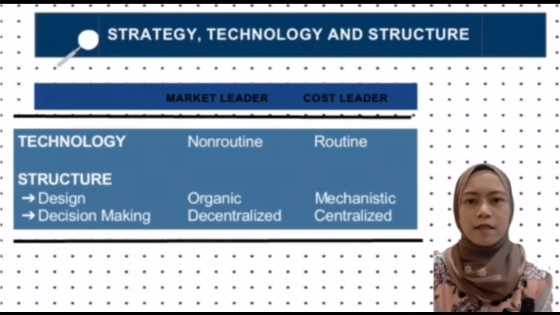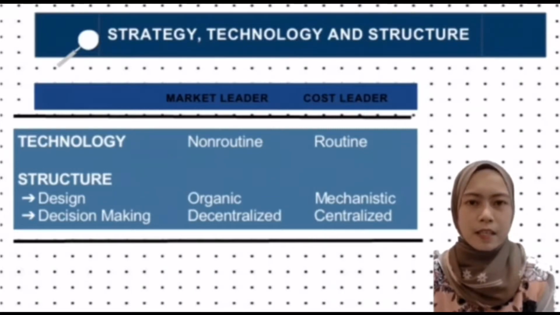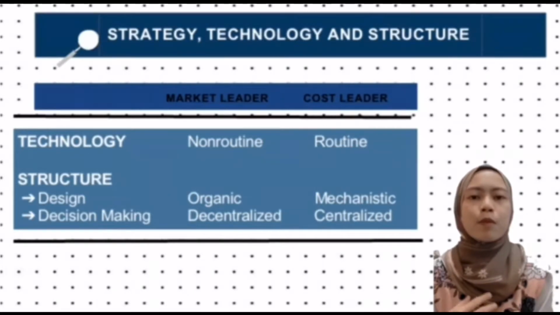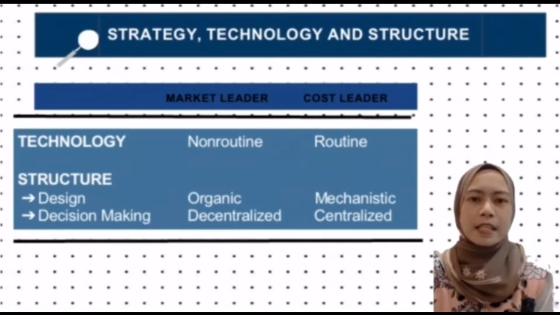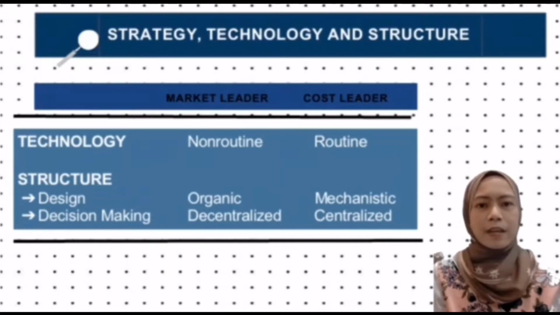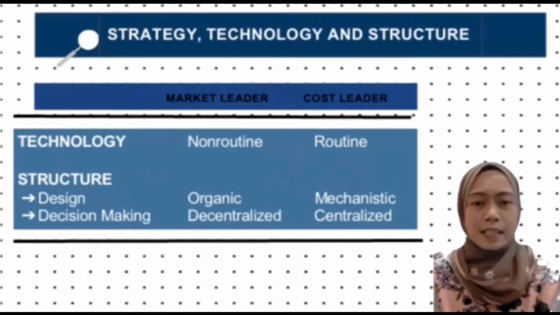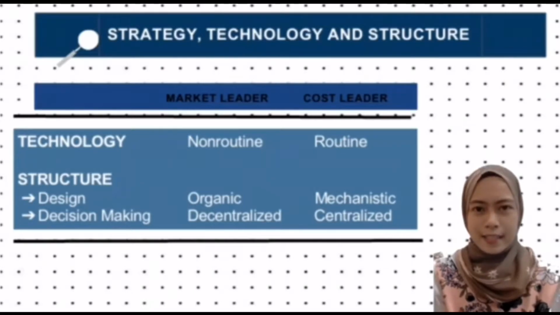As a result, less job specialization, more coordination and more decentralized decision making are the strategy. The cost leader strategy is more effective in environment with greater certainty. This type of strategy calls for more routine technology, more centralized decision-making, and reduced organizational complexity.